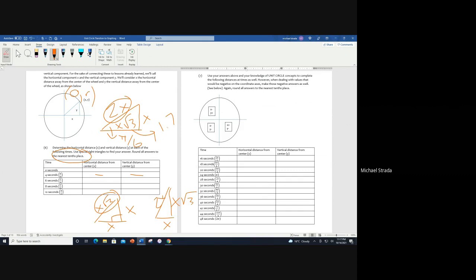Now next up, it says use your answers above and your knowledge of unit circle. It's not actually above, it's going to be over there. So we'll clear all this out.